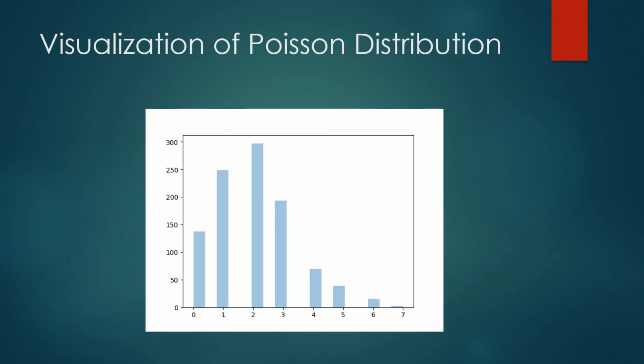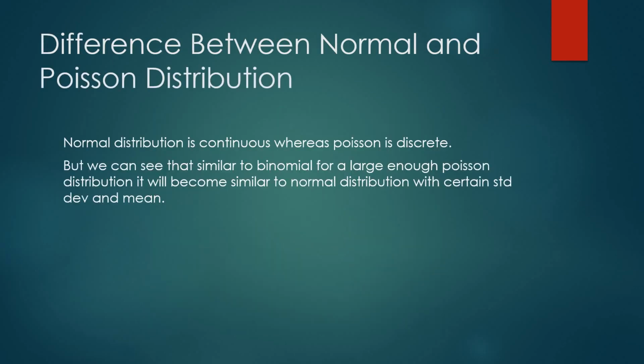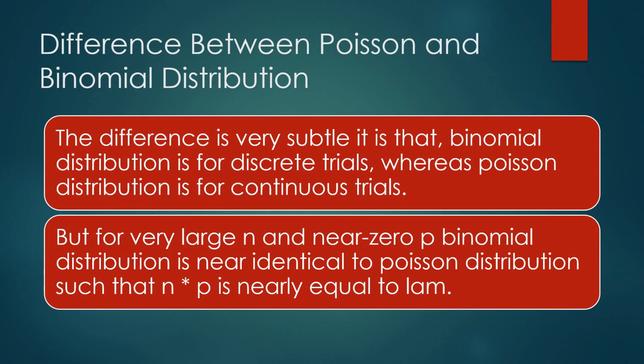Now this is a visualization of a Poisson distribution. What is the difference? Normal is continuous, whereas Poisson is discrete, same as binomial. But Poisson distribution can become similar to binomial for large enough n with a certain standard deviation and mean. So the difference between Poisson and binomial is very subtle.